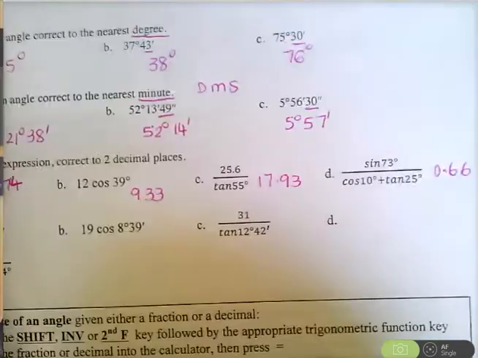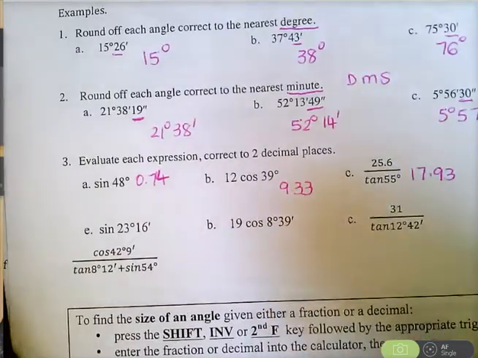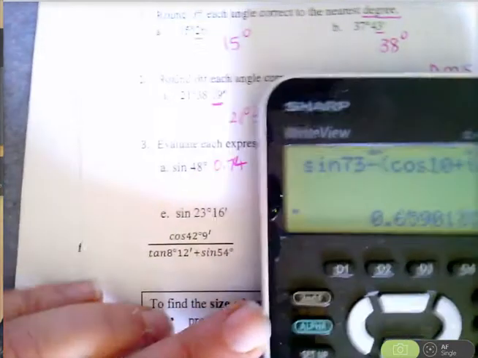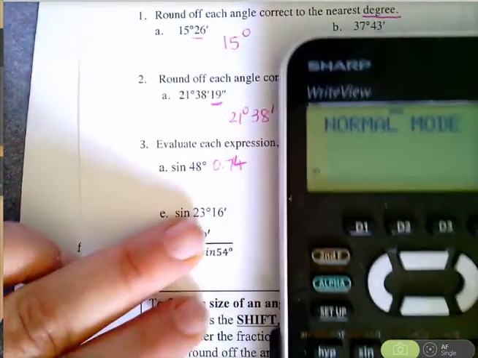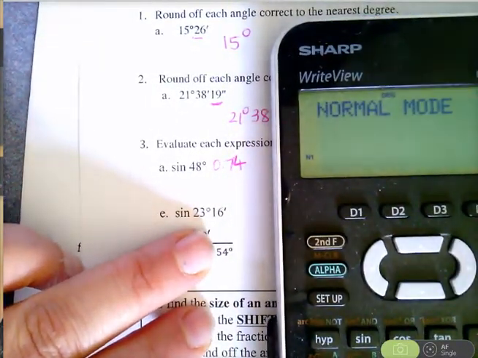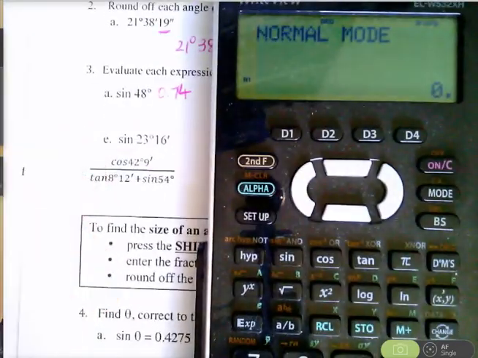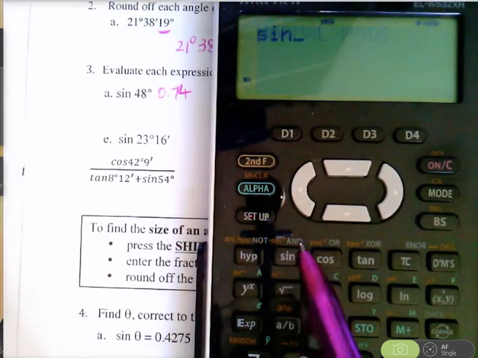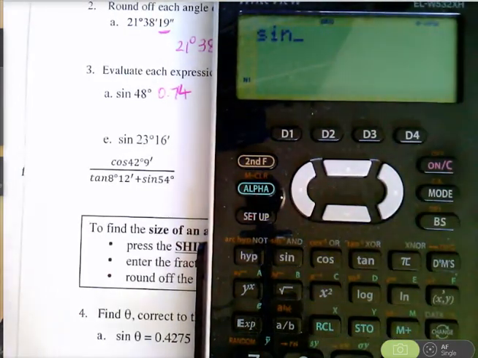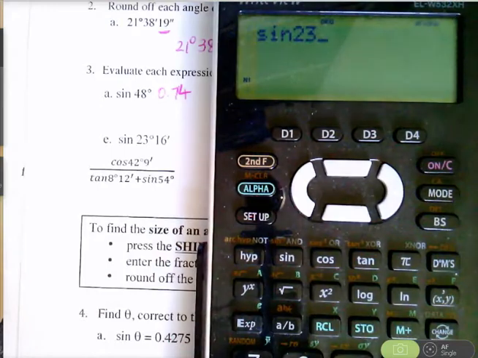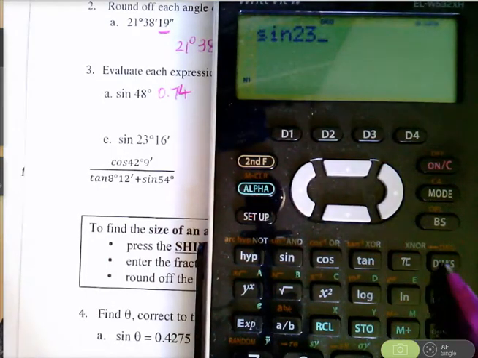Now that's entering degrees only. Sometimes you have to enter degrees and minutes. So pressing cancel again, we want sine of 23 degrees 16 minutes. Now, just to show you how to do this one. So we press sine. Sine's on the screen. I press the number 23, and then I have to press the degree button.